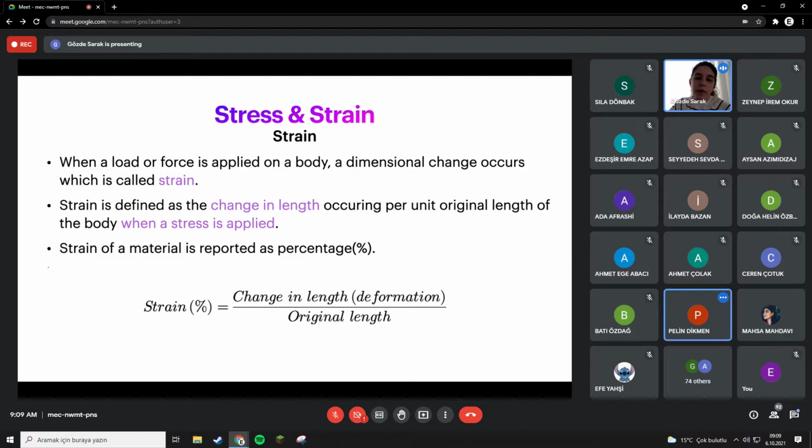When a force is applied on a body, a dimensional change occurs. This change is called strain. So it's the change in length occurring per unit original length of a body when a stress is applied.